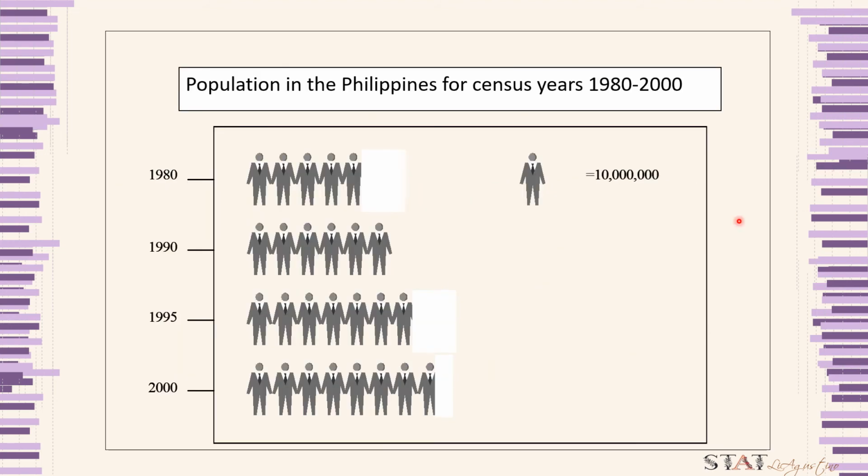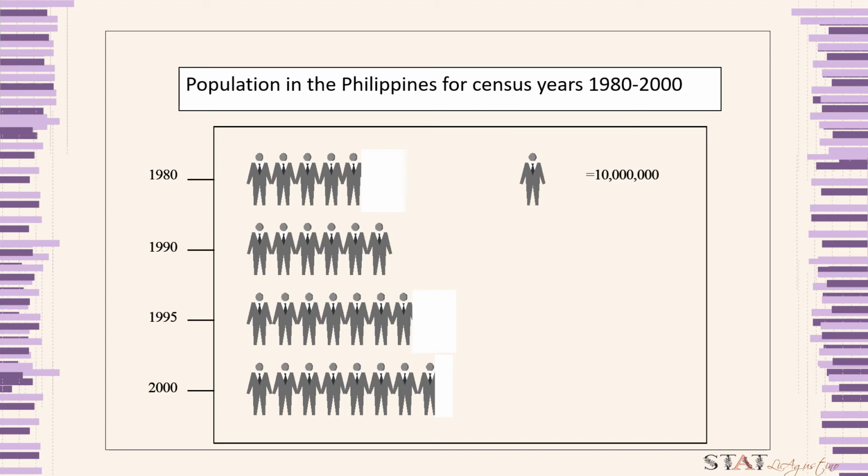For example, here, the population in the Philippines for census years 1980 to 2000. So in 1980, we have here, so there is a legend. One picture is equivalent to 10 million. So 1, 2, 3, 4, 5, 6. So 60 million in 1980. And in 2000, we have 1, 2, 3, 4, 5, 6, 7, 8. So 80 million. So how about now, 2021? So there are a lot of people now in the Philippines because it's more fun in the Philippines.